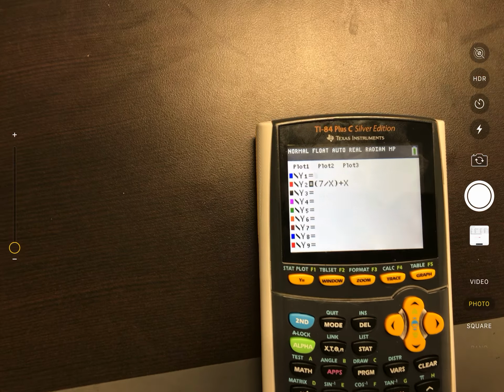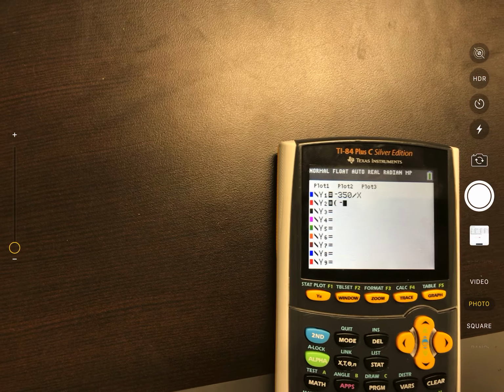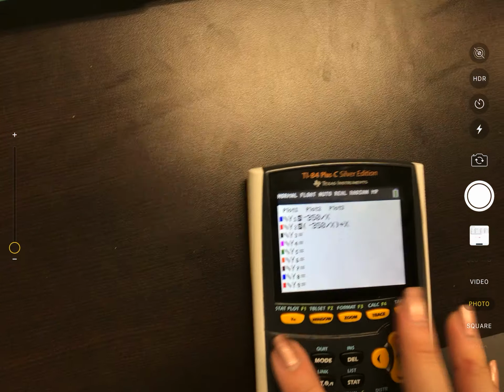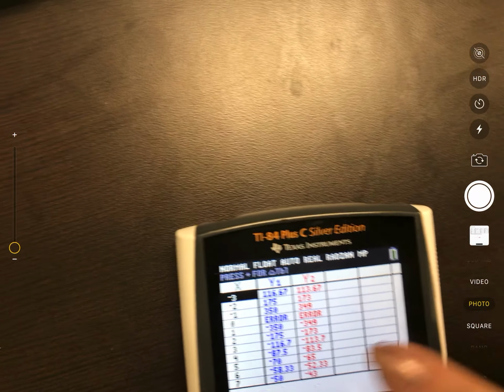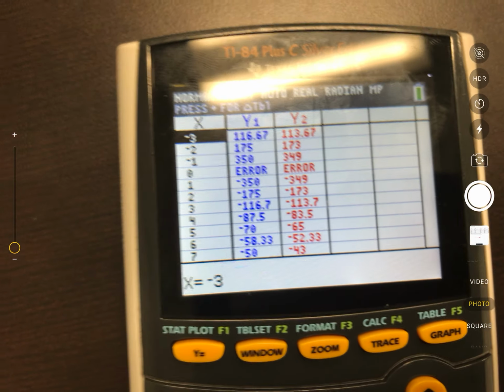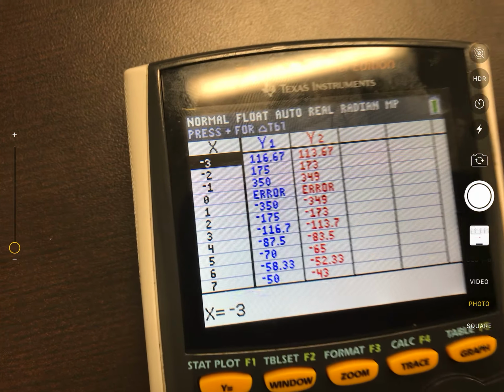I would type in negative 350 divided by X and negative 350 divided by X plus X. Sorry, there's people out there, so if you heard some voices. So I'm looking for negative, what was it? Negative 43. Oh, it looks like I didn't have to scroll very far. It's right here. Negative 43 is negative 50 and 7.